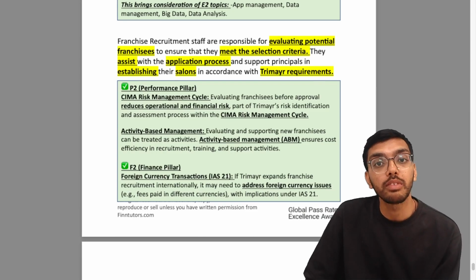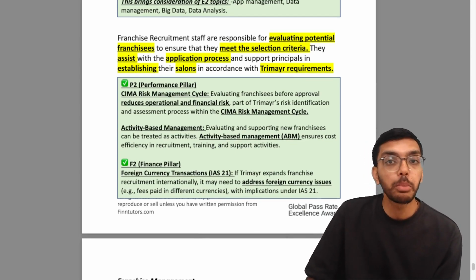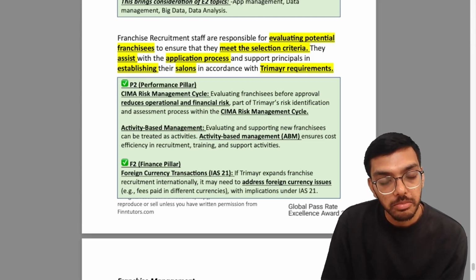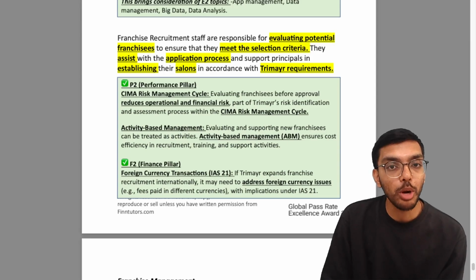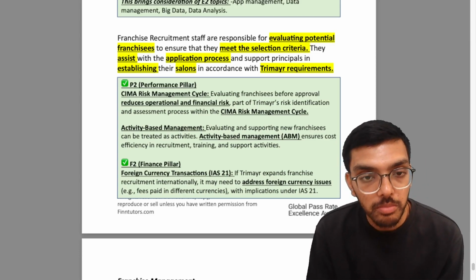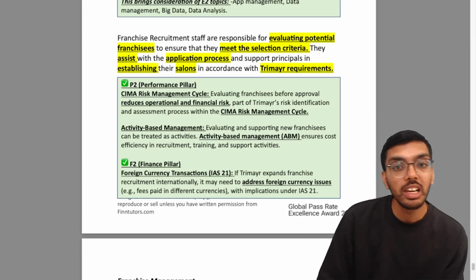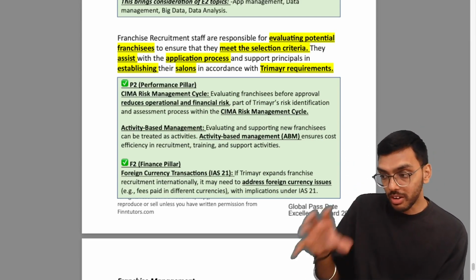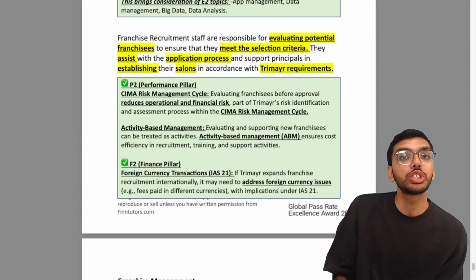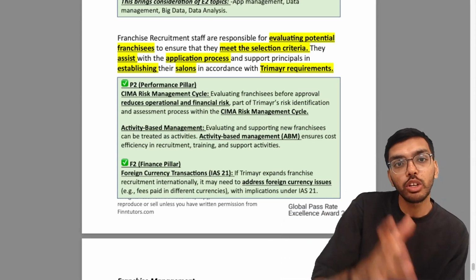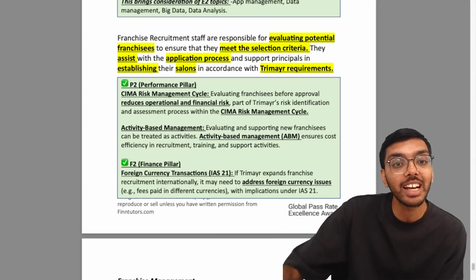Franchise recruitment staff are responsible for evaluating potential franchisees to ensure that they meet the selection criteria. They assist with the application process and support principals in establishing their salons in accordance with Trimayr requirements. So evaluating franchisees before approval reduces your operational and financial risk. So our risk management cycles become much better if we have strong evaluation of franchisees before we actually select them.